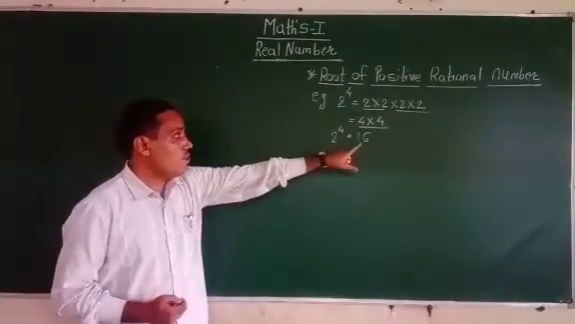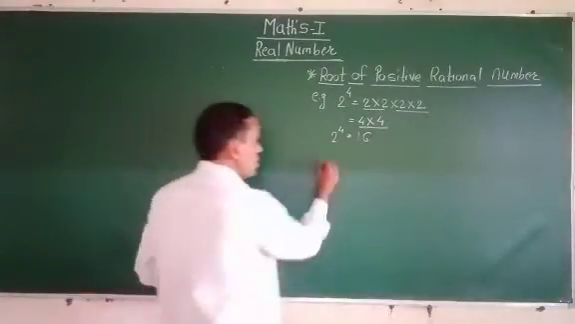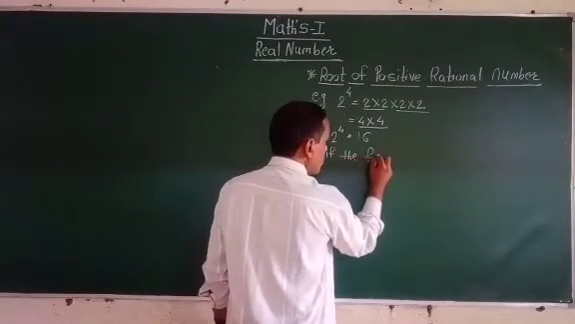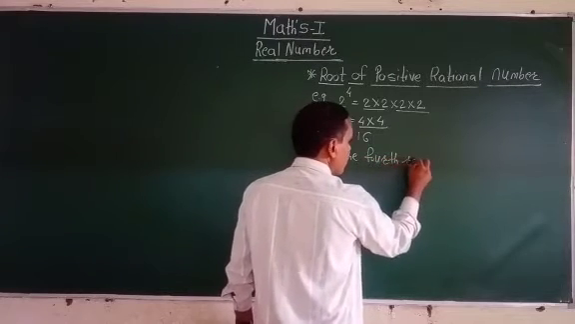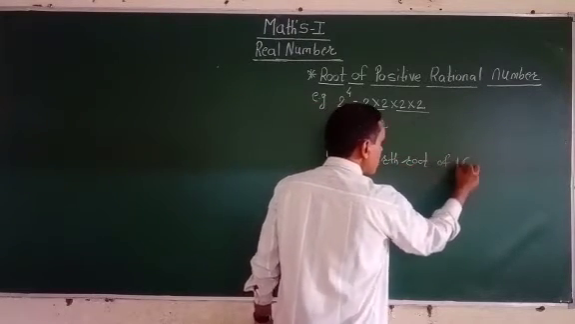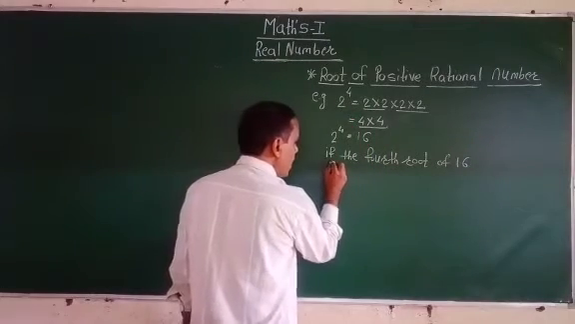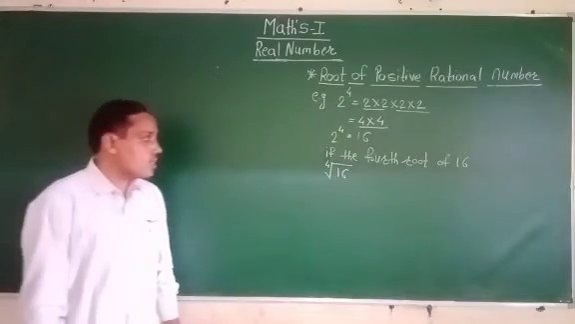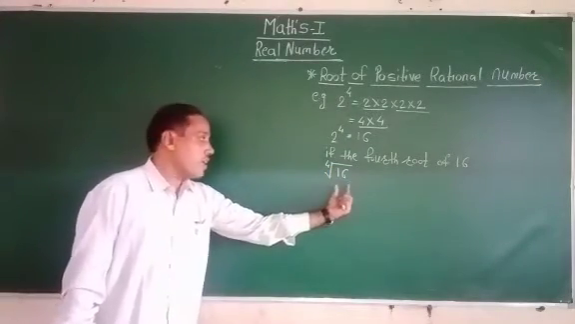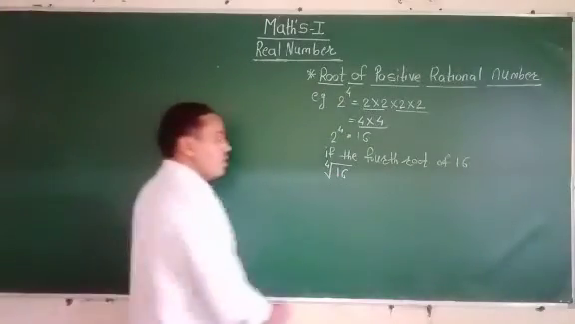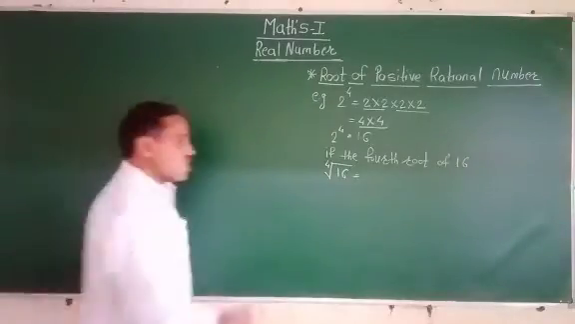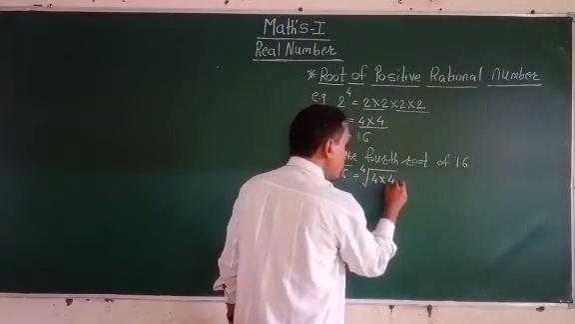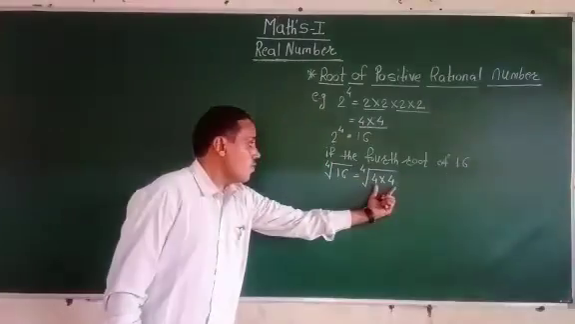Then, if we want to find the fourth root of 16, we can write it with the radical sign, like this: the fourth root of 16. When we factorize 16, we get 4 into 4.